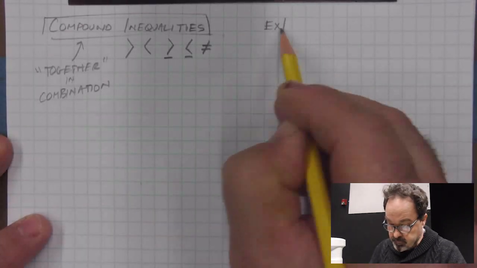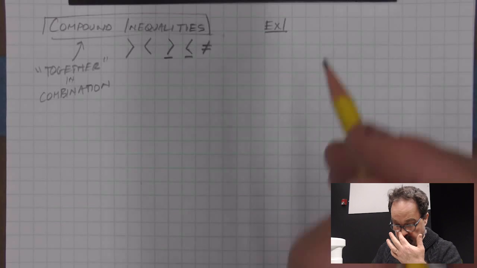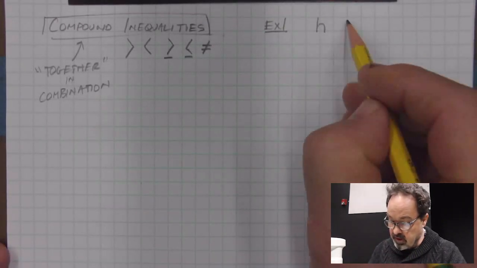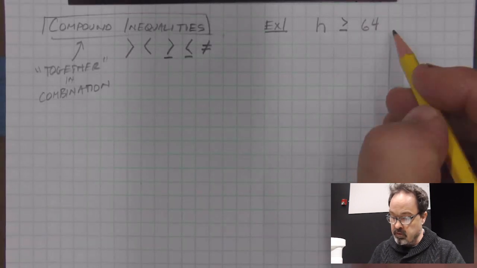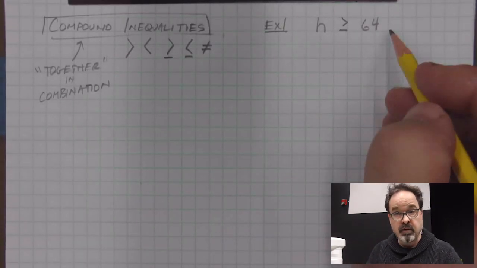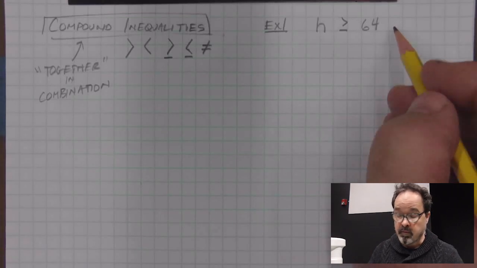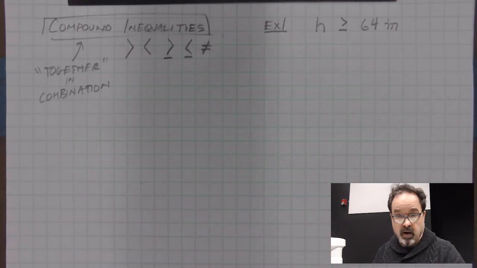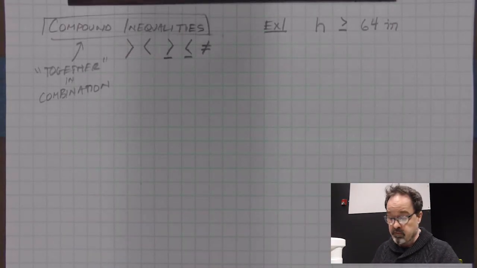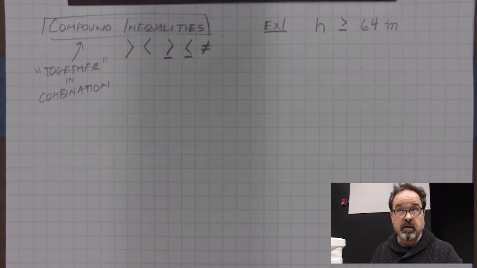For example, we can start with a single inequality, a simple one. We can imagine h is greater than or equal to 64. And if we thought of h representing a real-world concept like height that we could measure, then maybe we would measure it in inches. In this case, height is greater than or equal to 64 inches. We could imagine that this measurement came from measuring the heights of a basketball team, where everybody on the basketball team has a height that is greater than or equal to 64 inches.